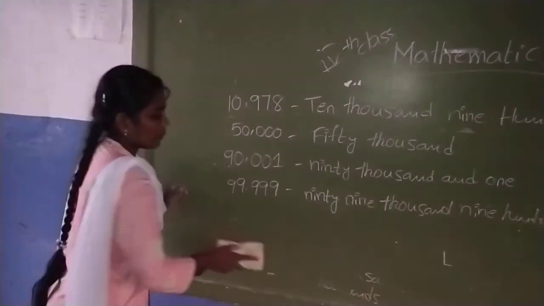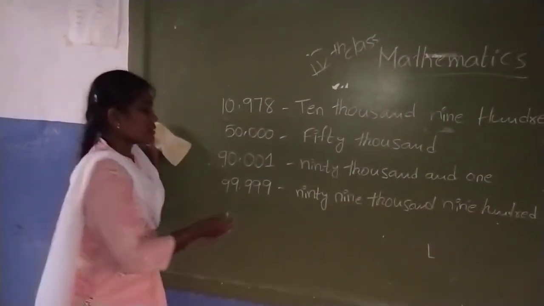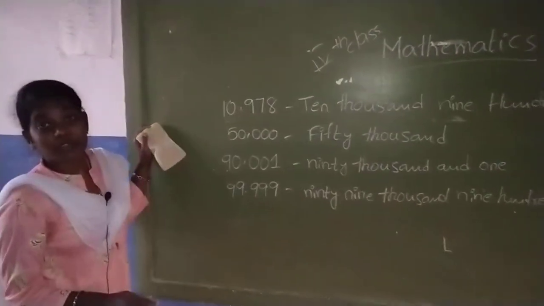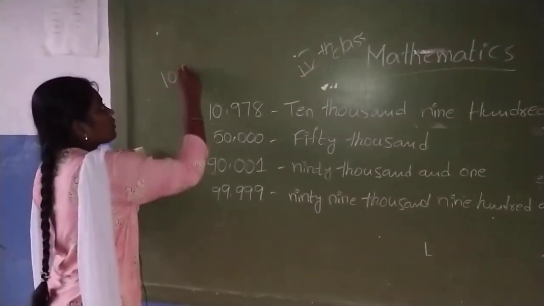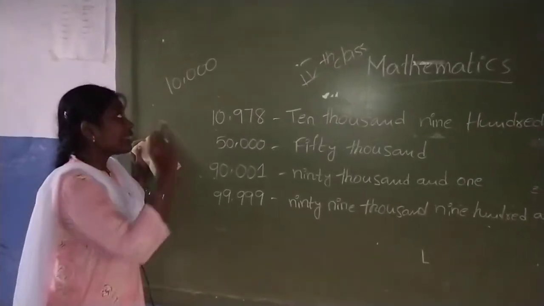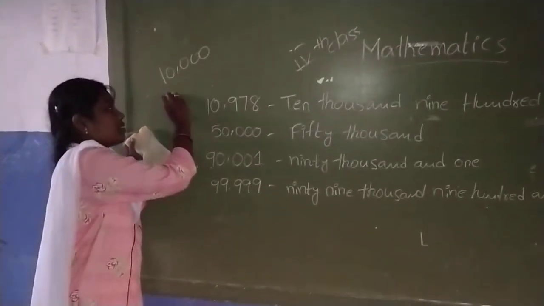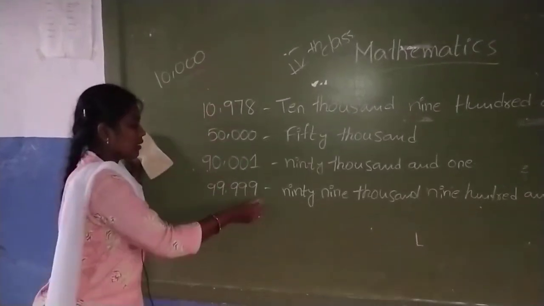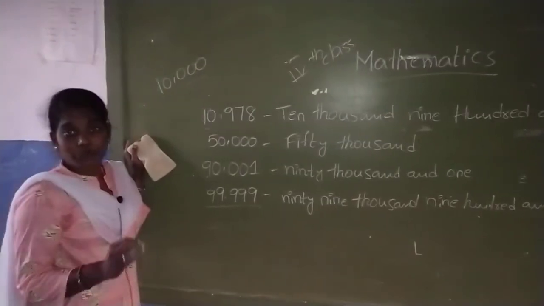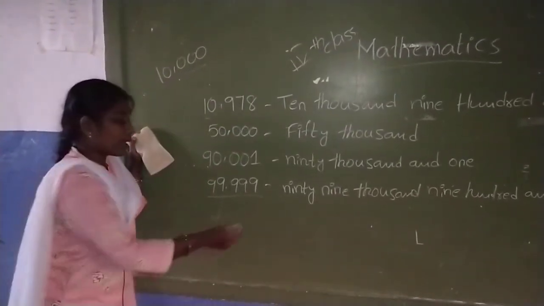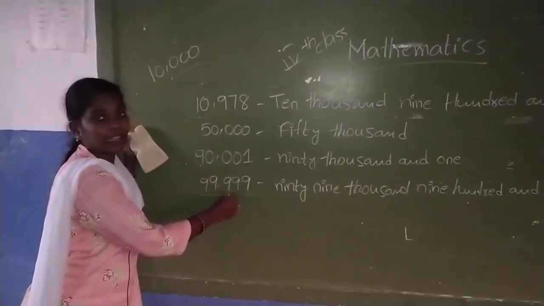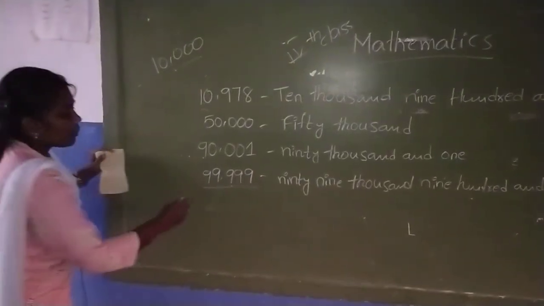If you observe, this is the greatest 5-digit number. Which is the smallest 5-digit number? That is 10,000. In these 5-digit numbers, the numbers start from 10,000 and end at 99,999. The smallest 5-digit number is 10,000. The greatest, or the biggest, 5-digit number is 99,999.